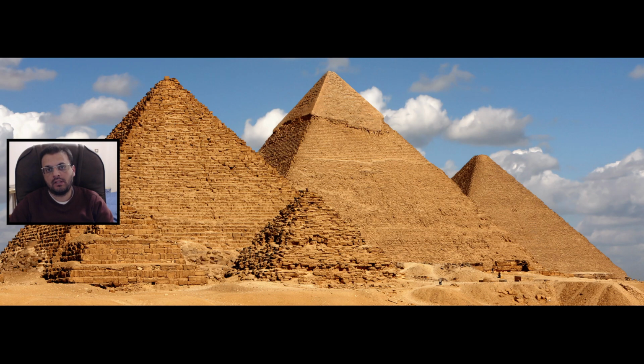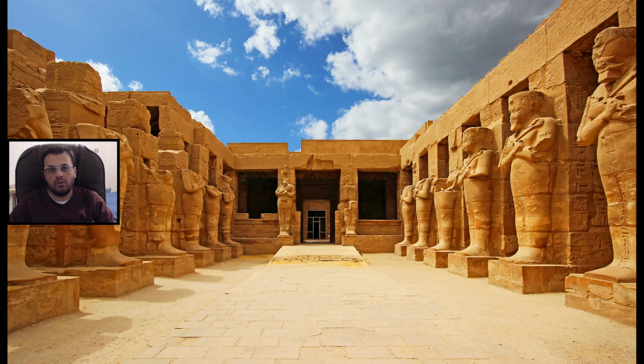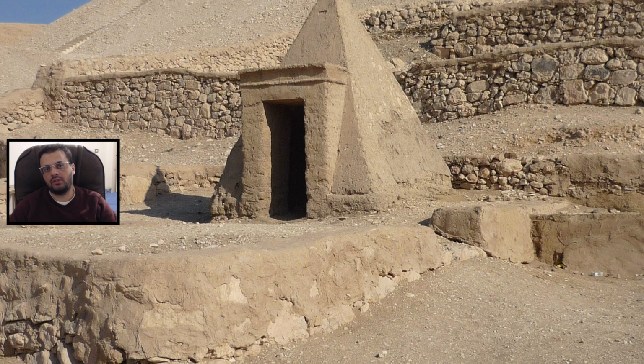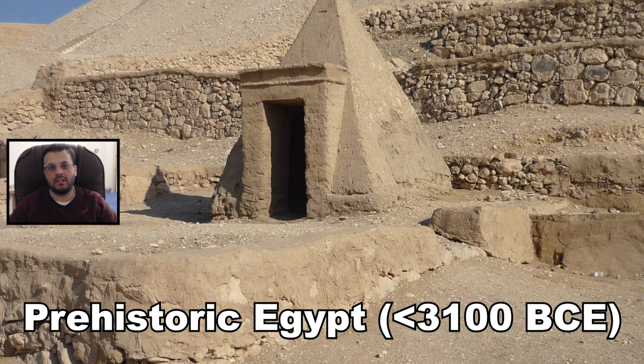Today I'm summarizing the history of Egypt. Because for over 5,000 years, Egypt has stood as one of the greatest civilizations in history. So in this video we'll take a journey through the fascinating history of Egypt summarized into one epic timeline. So let's dive in. Before 3100 BCE, there was a period called prehistoric Egypt.